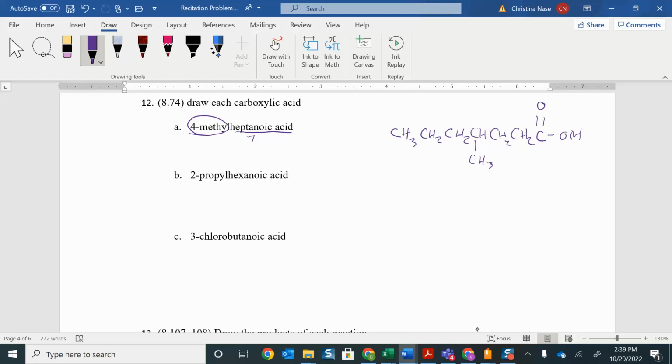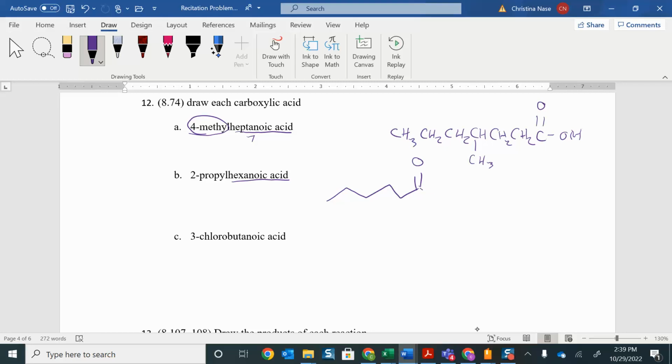The next one, again, ending in oic acid, that tells me it's a carboxylic acid. Hexanoic acid means I have 6 this time. So let's see what would happen if we drew it as a skeletal structure. 1, 2, 3, 4, 5, 6. That's a carbon. This carbon is going to have a double bond O.